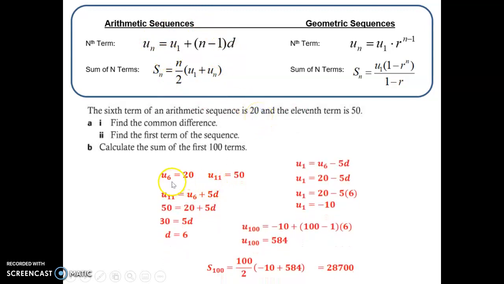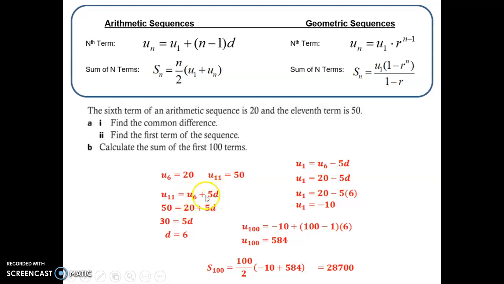Okay, let's check. So we know U6 is 20, U11 is 50, and now again I wrote kind of a recursive rule connecting U6 and U11. So I know to get from U6 to U11, I need to do 5 jumps. I'm going to jump past 5 terms, right? To U6, to U7, to U8, to U9, U10. That's 5 jumps. And each jump in an arithmetic sequence is a common difference.